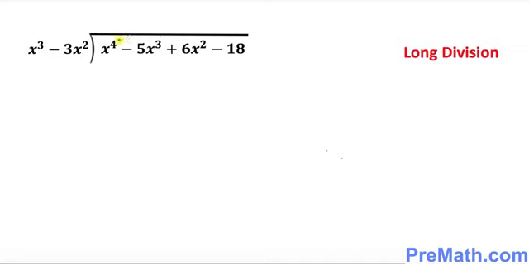I want you to look at the leading term inside the dividend, which is x power 4. I want you to write down x power 4 right up here divided by the leading term outside, which is the divisor, x power 3. So that's going to give us x. So I want you to put down that x right up here, and then multiply this x with both terms outside. That's going to give us x power 4 minus 3x power 3.